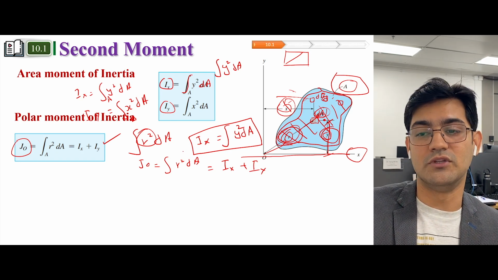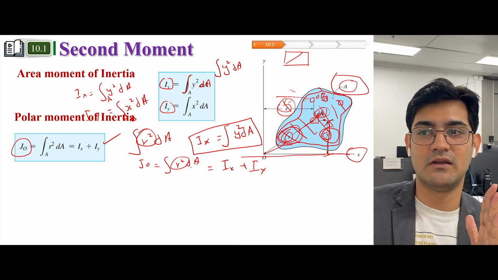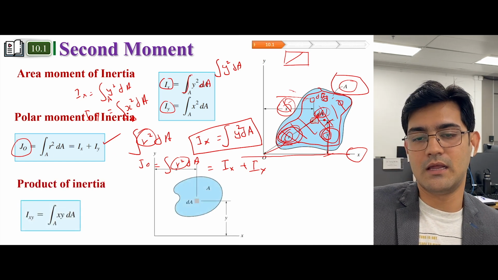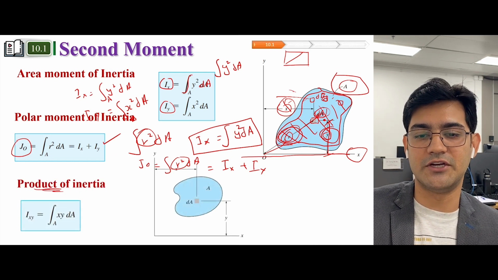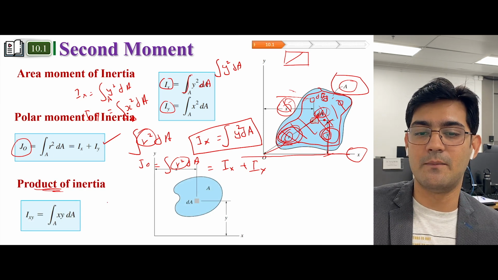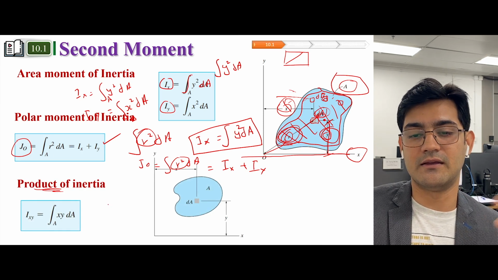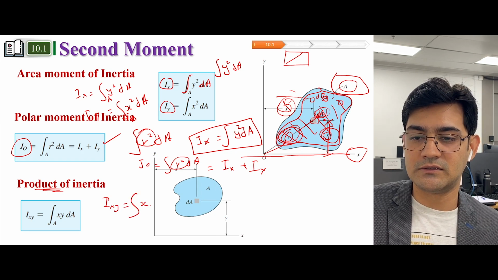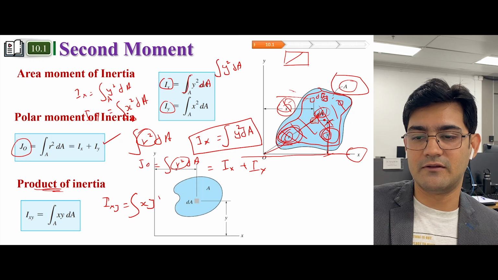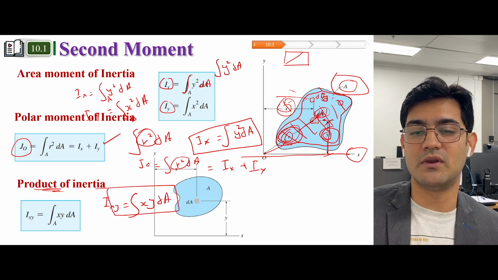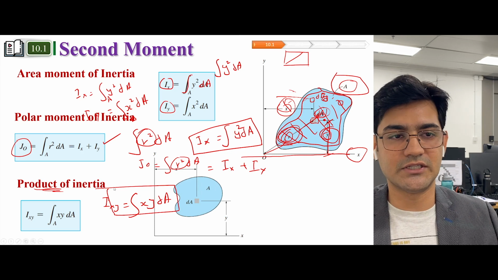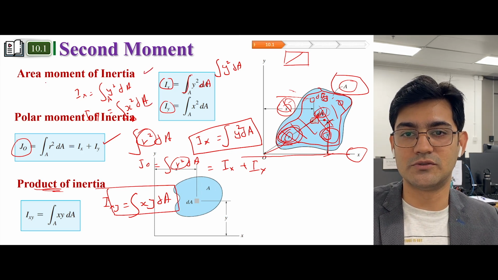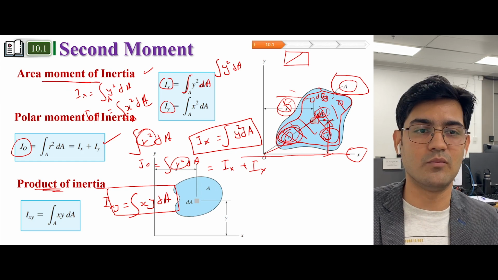Or you can also do the integral of the radius with these areas, and you can calculate the polar moment of inertia. Now there is another term called product of inertia, which is nothing but the product of x and y. So it is also a second moment of area, but you have to take the product of x and y with these areas. These are just a few terms which are frequently used in engineering mechanics. The most important one is the area moment of inertia.